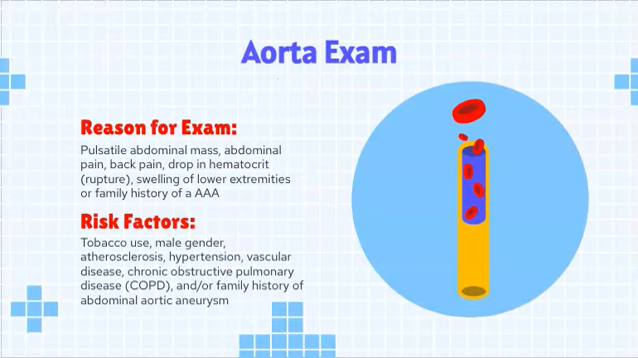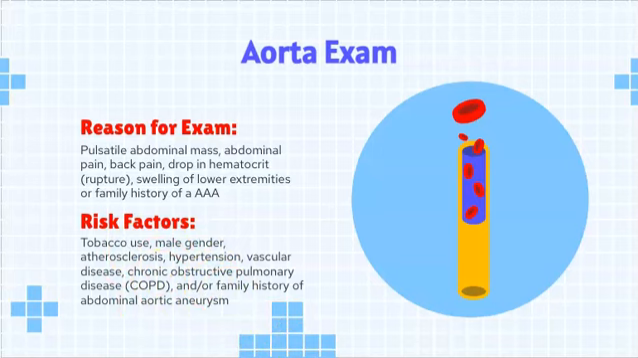For our aortic exam, a couple of reasons for the exam would be a pulsatile abdominal mass, abdominal pain, back pain, a drop in hematocrit, which usually means it's ruptured, swelling of the lower extremities, or a family history of AAA. Some risk factors of a AAA would be tobacco use, so think smoking, being of the male gender, atherosclerosis, hypertension, vascular disease or pre-existing vascular disease, COPD, and/or a family history of abdominal aortic aneurysms.